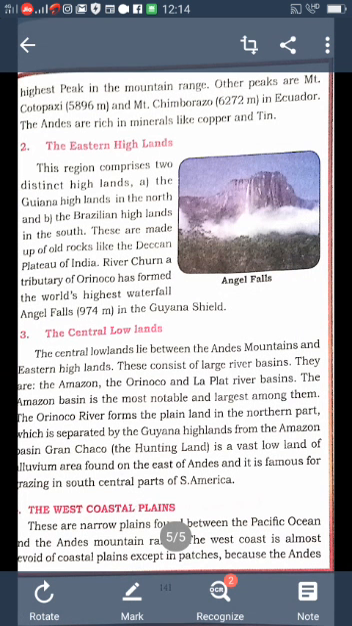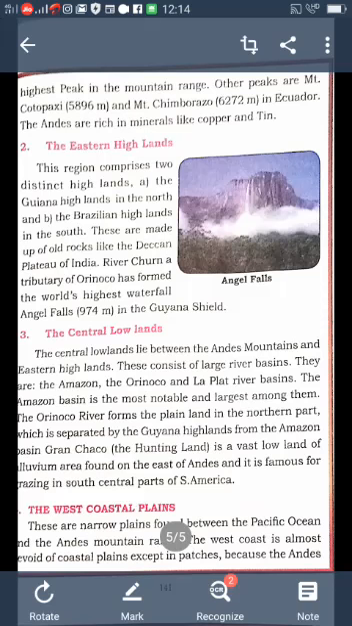Understood? Next, the Central Lowland, which is situated between the Andes Mountains and the Eastern Highlands. It also consists of many large river basins. Which are the important rivers that flow in the Central Lowland? The Amazon, Orinoco, and La Plata rivers. Basins are found in the Central Lowlands. The Amazon basin is the most important and largest among the other basins. The Orinoco is the plain land in the northern part, and La Plata is another important river.